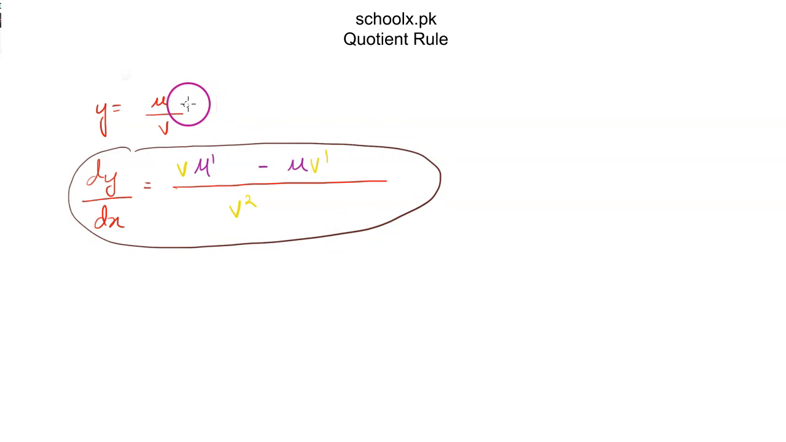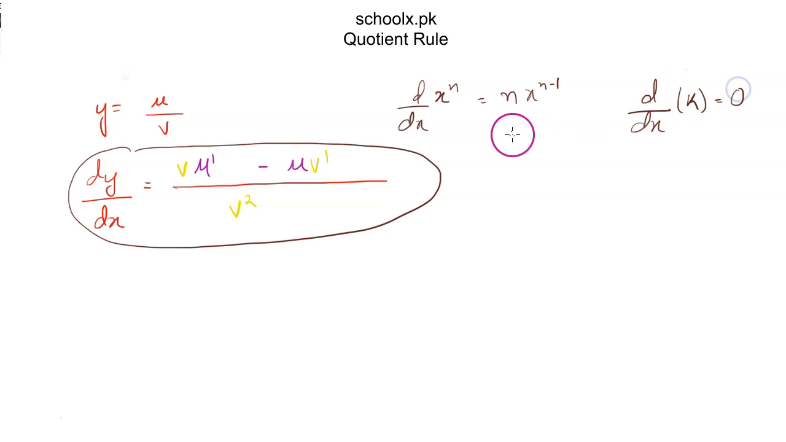This is used only when you have the function in fraction form and you don't want to simplify it further. Now all the rules, quotient rule, product rule and chain rule, are for your convenience. There are only two ground rules in differentiation. First, d by dx of x power n gives n into x power n minus 1, and the other ground rule is d by dx of a constant k is 0. All the other rules are derived from these two. They are used for your convenience, just like this quotient rule.